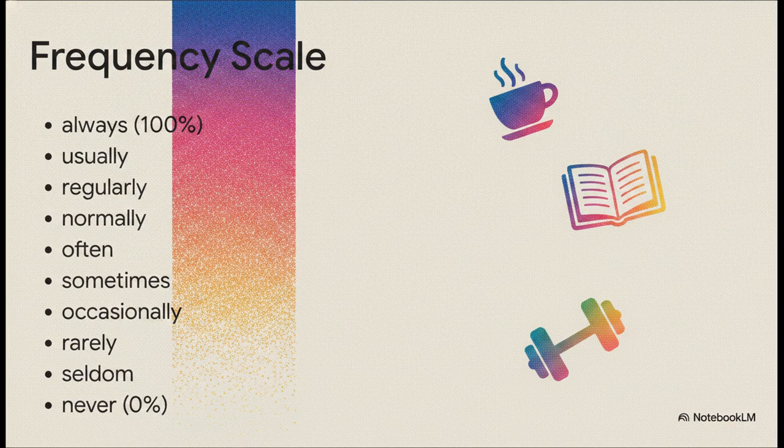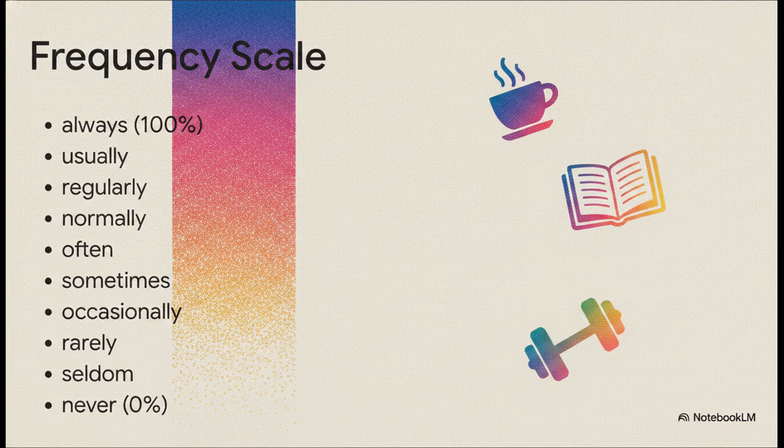As we move down the scale just a bit, we hit usually, regularly, normally, and often. Right smack in the middle at 50% is sometimes. Then we get into the things you don't do very much: occasionally, rarely, seldom. And finally, at absolute 0%, never.